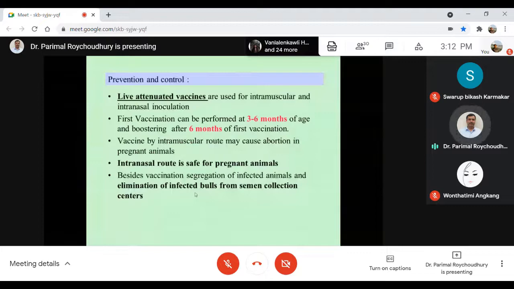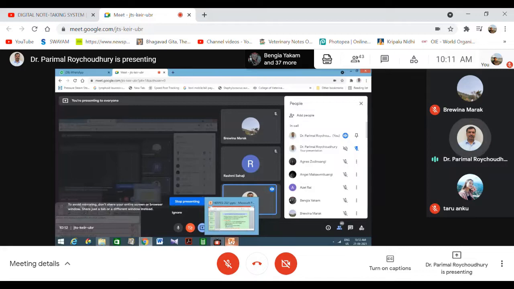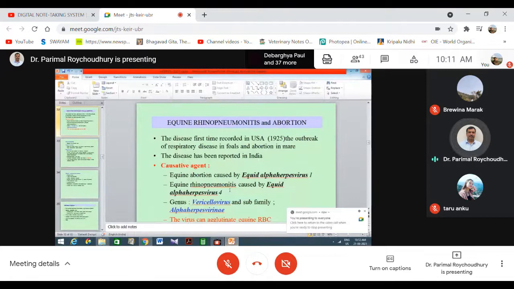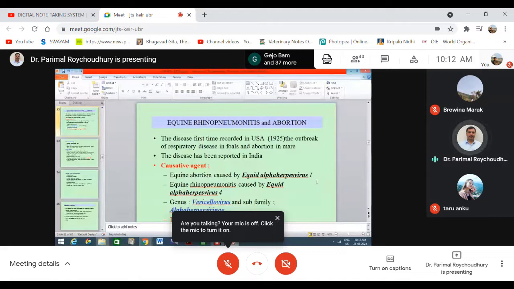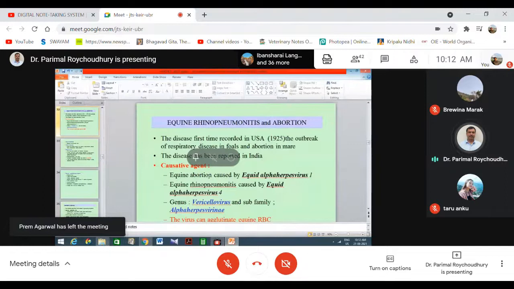Rhinopneumonitis and abortion, for quite a long period, were considered to be caused by the same organism, but it has been seen they are two different viruses. One is equid alpha herpesvirus 1, which is mainly associated with equine abortion, and sometimes it is described as abortion storm. Since its first record in 1925, it has spread all over the globe. And cases of equine rhinopneumonitis, as well as abortion, have been recorded in India also.